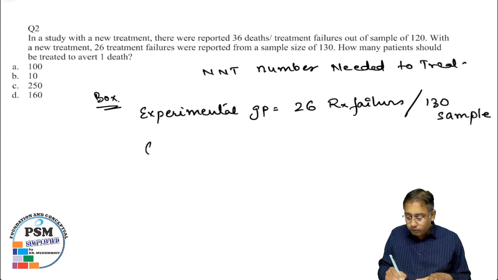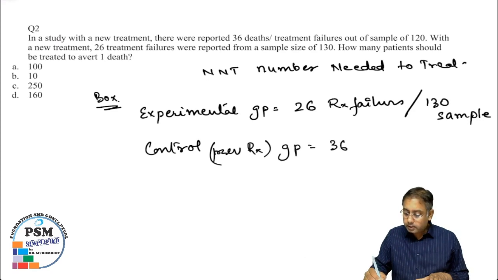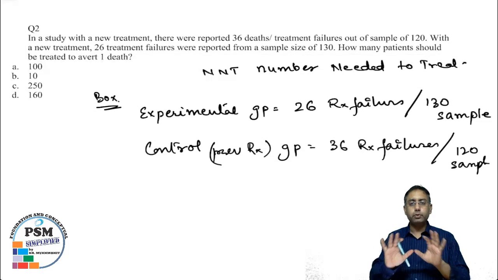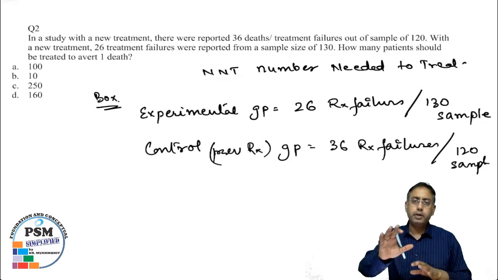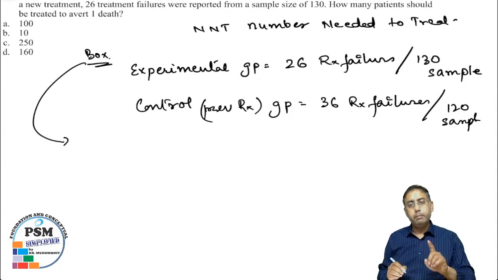And in the control group, or the previous treatment group, we can see that there were 36 deaths or treatment failures out of 120 sample. That is what the question is saying. So the carry home message: the question is giving us all these things. Next MCQ, point number 1, make a box.